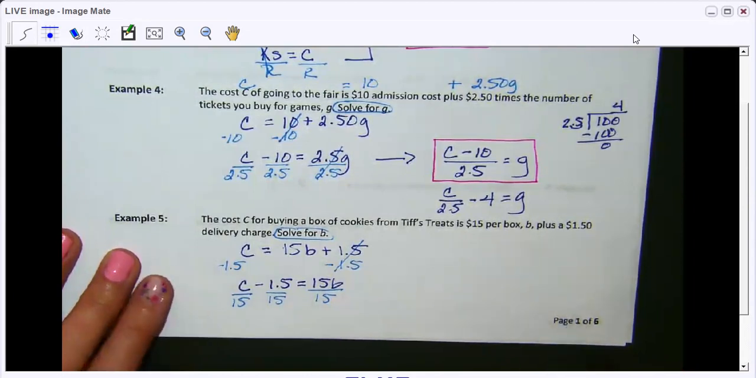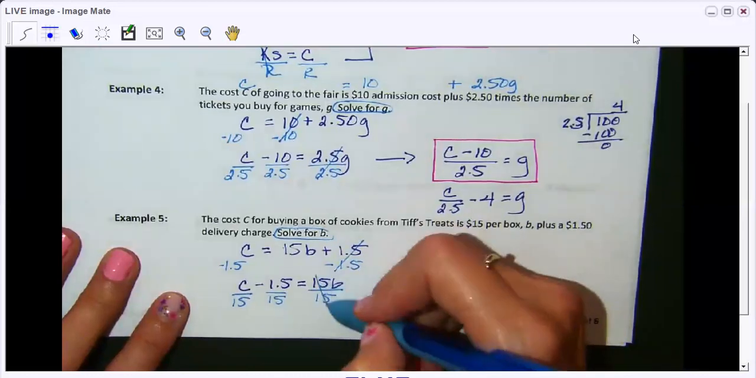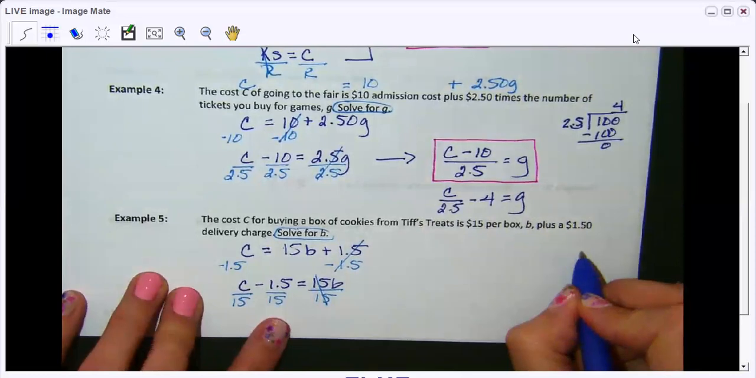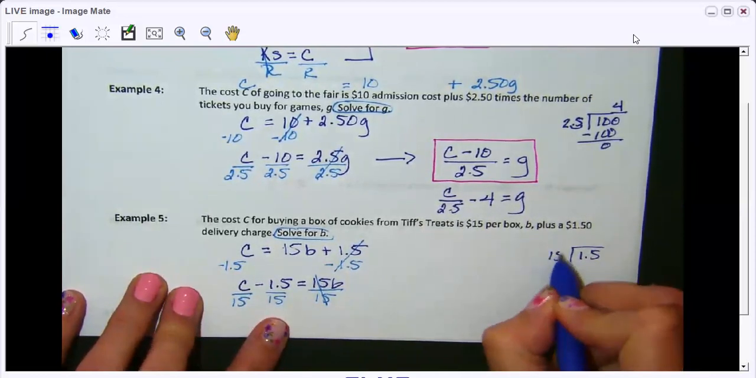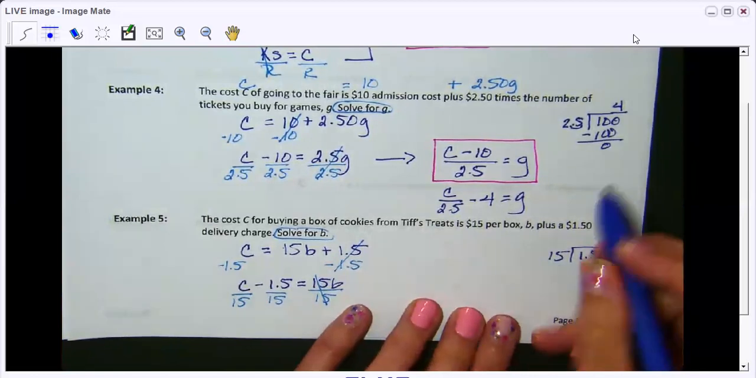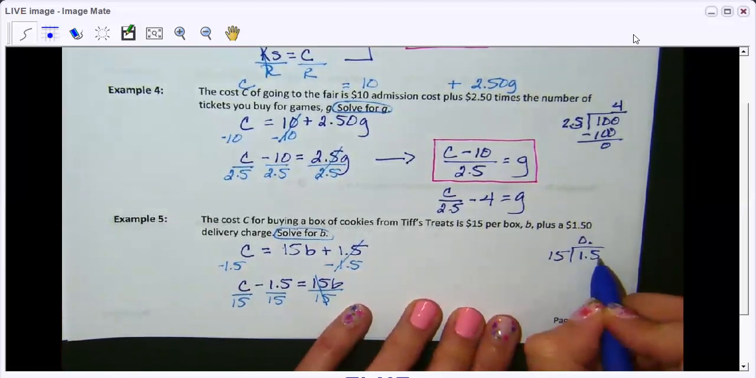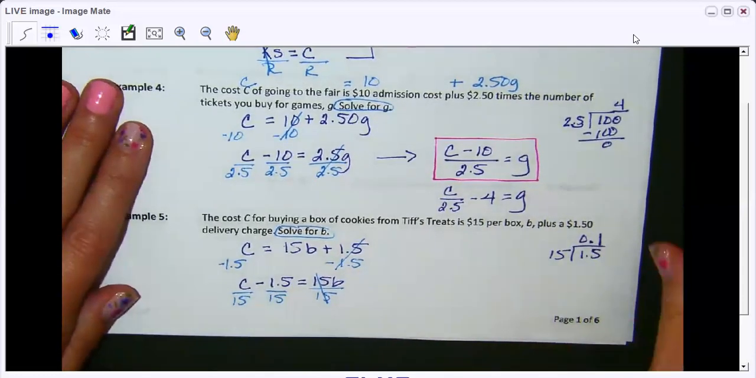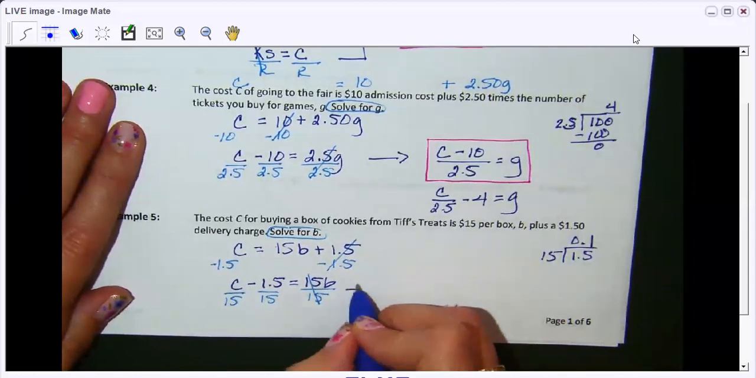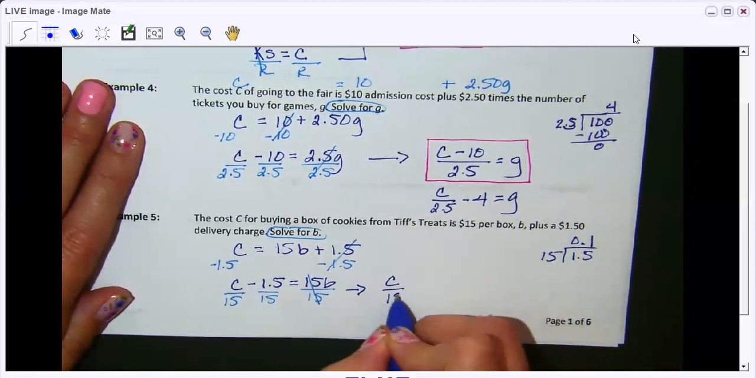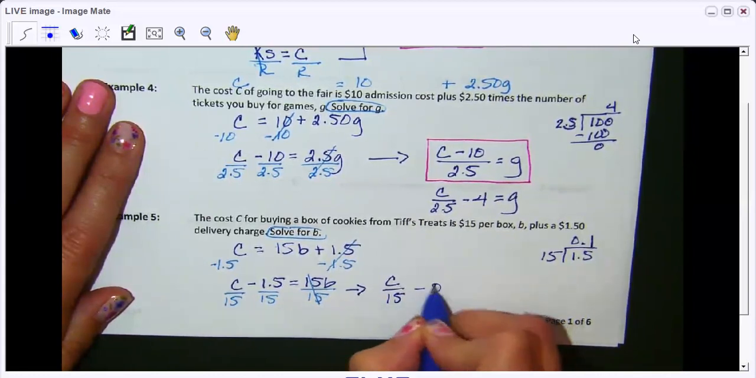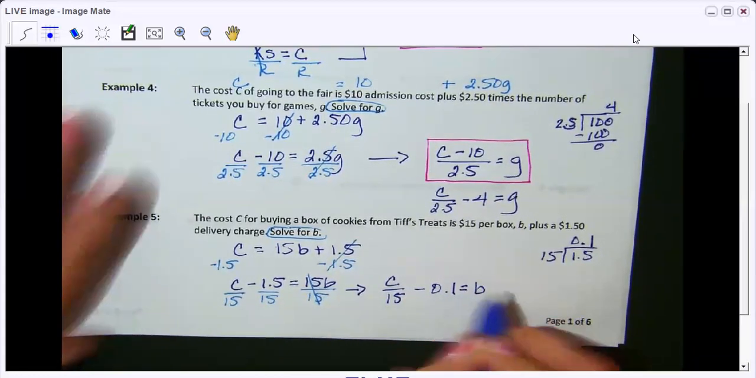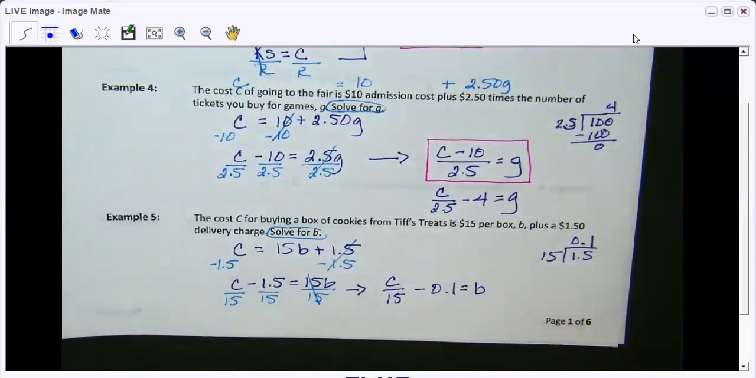Oh, I think I told you wrong. Okay. And then we get rid of this. Now I have to divide 1.5 by 15. I did tell you wrong. 15 cannot go into 1, but it can go into 1.5 one time. And so this one would actually be 0.1. So we have C over 15 minus 0.1 equals B. Yeah. And so then this would be your final answer.